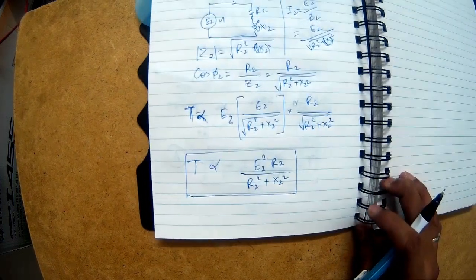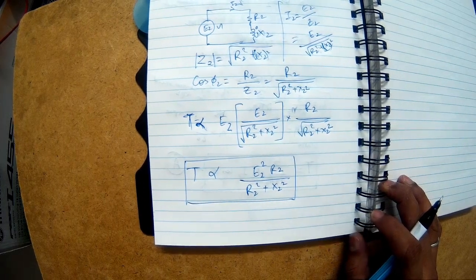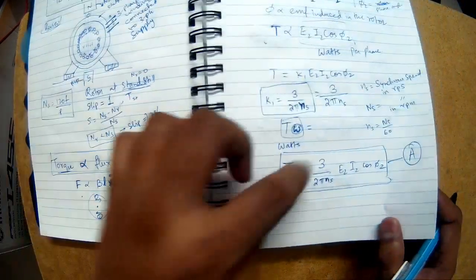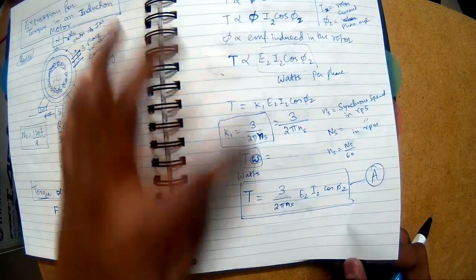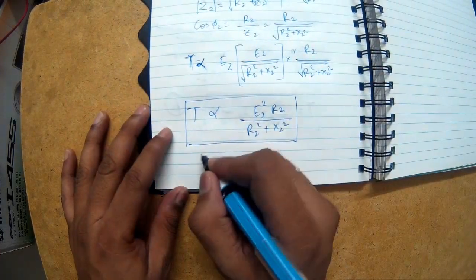So let me see whether we can further simplify this. I can always go back and then introduce this constant of proportionality into it, because we have just calculated the constant of proportionality also.